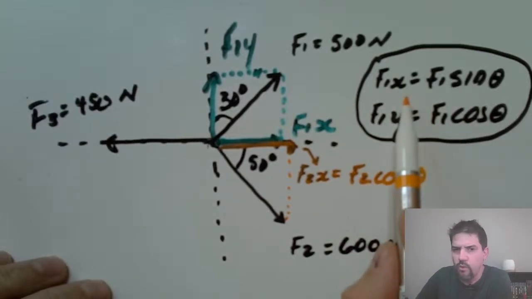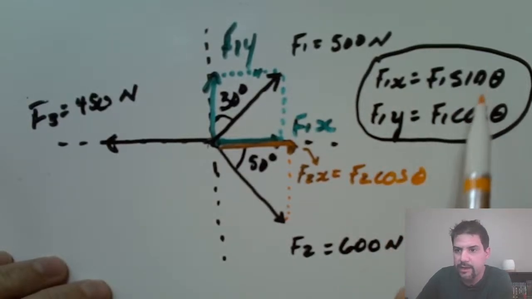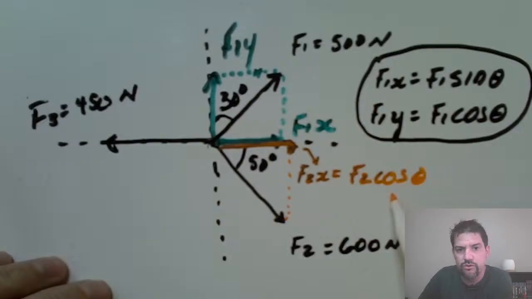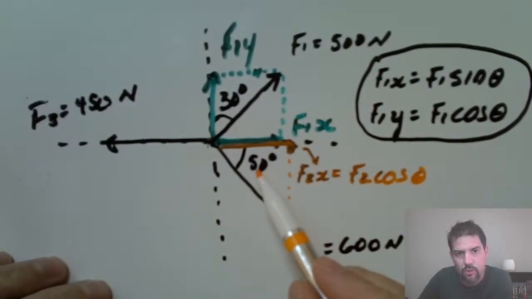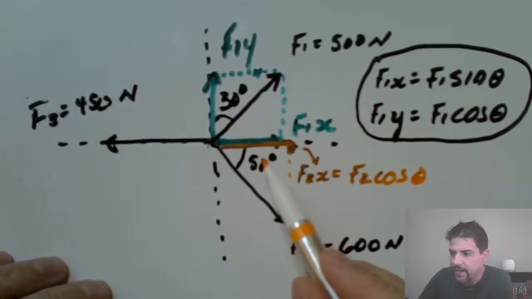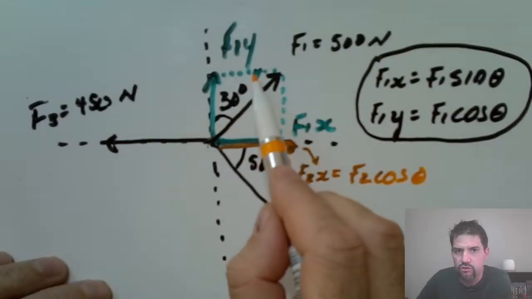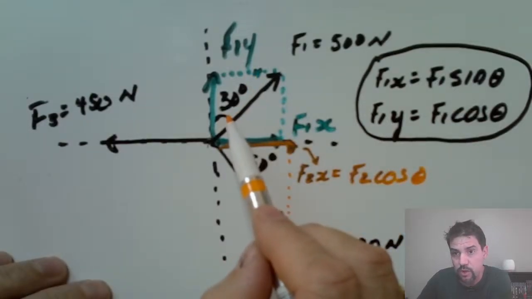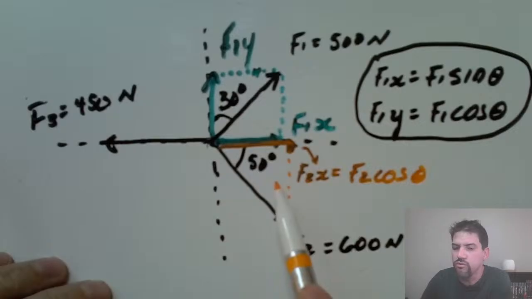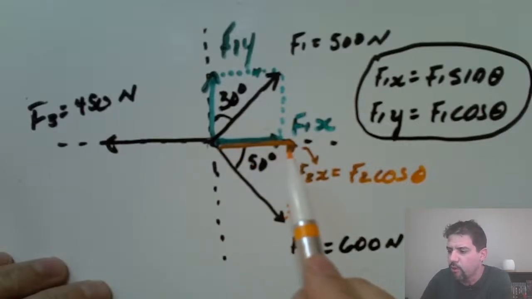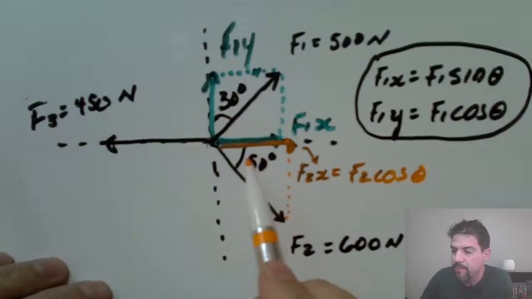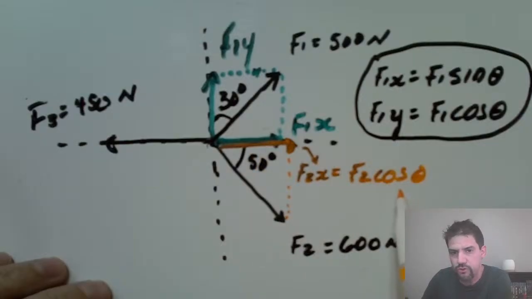Note that for F1 in x, we use sine, but for F2 in x, we use cos because of the angle that we're working with. In F1, the x component is opposite to the angle. That is why we use sine. But if we go to F2, the x component is now the adjacent side to the angle. That is why we use cos.